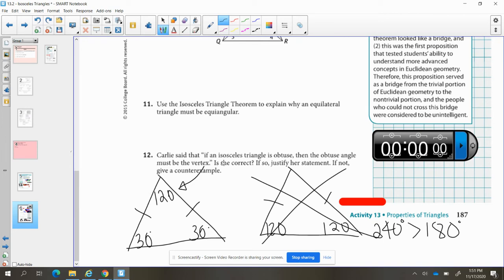Okay, so that's kind of a hint: if they give you an angle and they don't tell you if it's the base or the vertex, if it's bigger than 90 or above, it has to be your vertex angle.